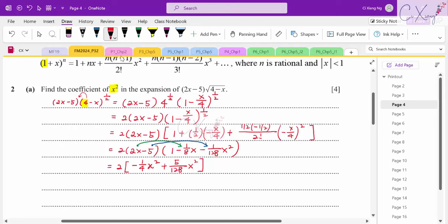So from here, you can see that my step is shorter because I only focus on the term that we are interested in, which is the x squared. Then simplify these two terms and also multiply the 2 together with it. You should be having negative 27 over 64 x squared. And since they're asking for the coefficient of x squared, I should write out clearly that the coefficient of x squared is the number in front of the x squared only, which is negative 27 over 64.